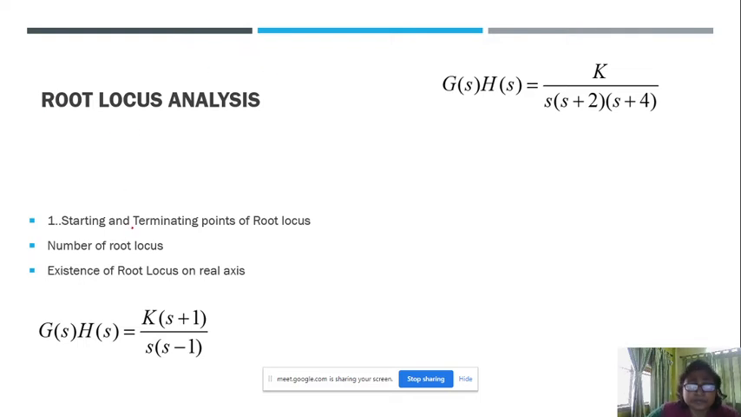Now, there are certain general rules which make our task easier. How to draw a root locus is a very simple thing. If you understand this, it will be very easy for you. It is an easy topic, and you will be able to do it, because just by remembering a few steps you can draw the root locus of any system.